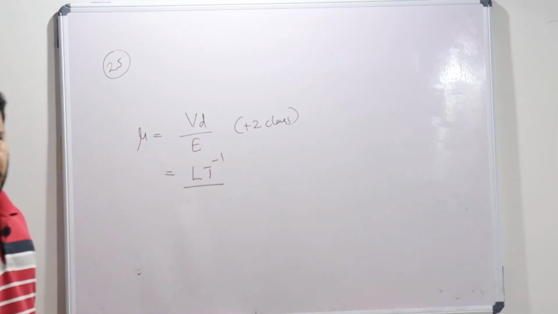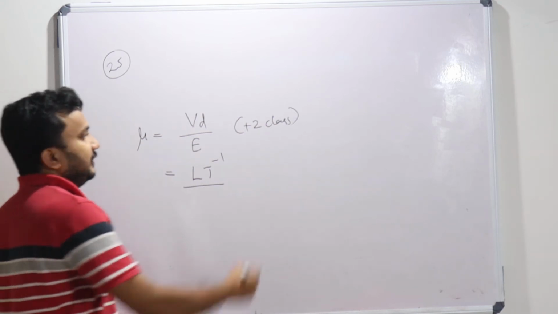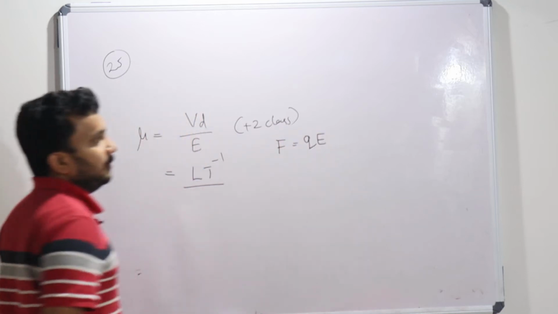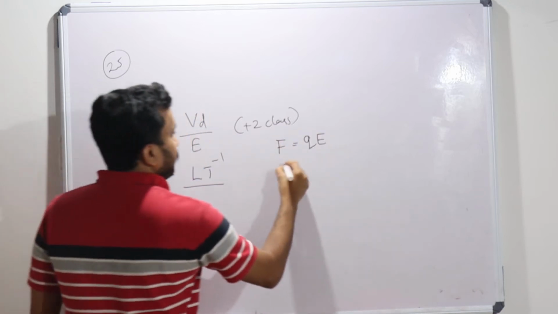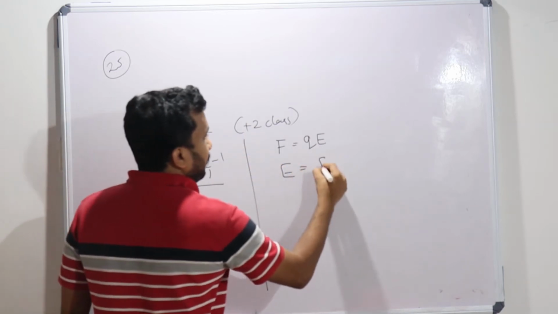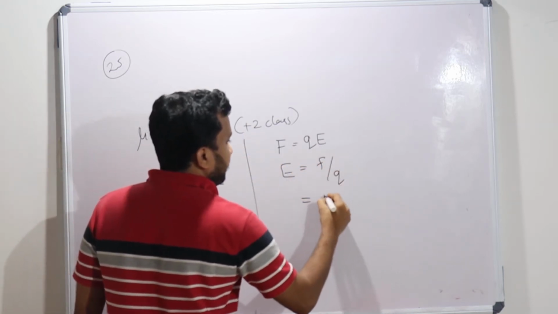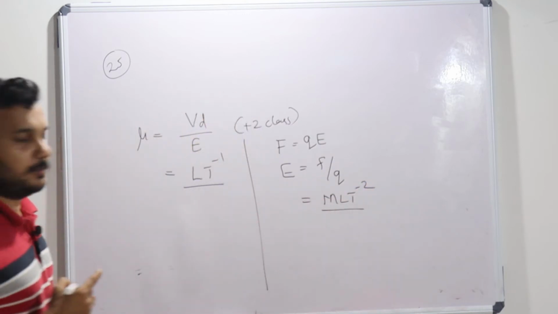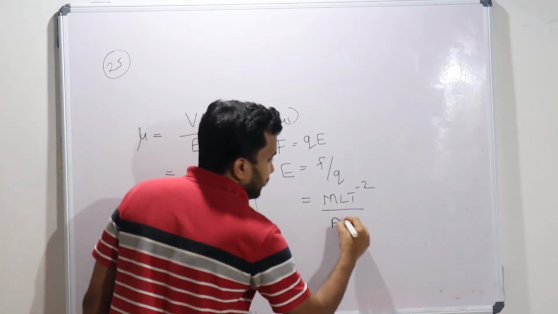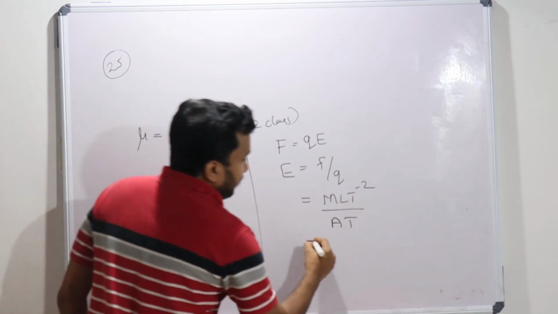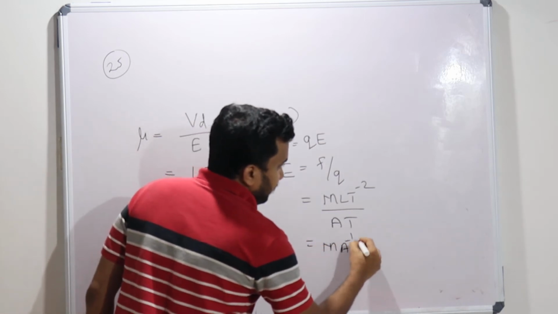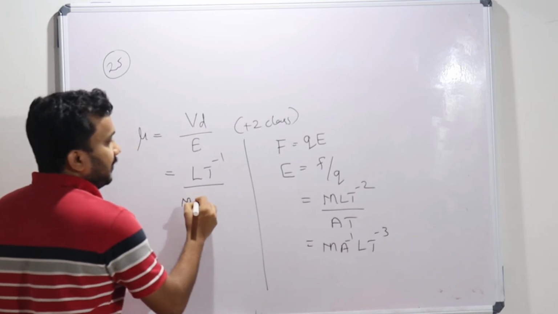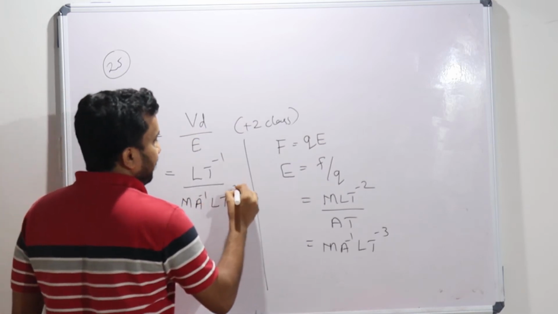Electric field we have to find out. How to find the electric field? We have another formula: F equals QE, charge into electric field. So the electric field equals F by Q. The dimension formula of F is MLT raised to -2. Q means charge. In the previous problem I told you the charge dimension formula is AT. So what will come? M A power minus 1 L T power minus 3. We substitute here for the electric field, M L A power minus 1 T power minus 3.